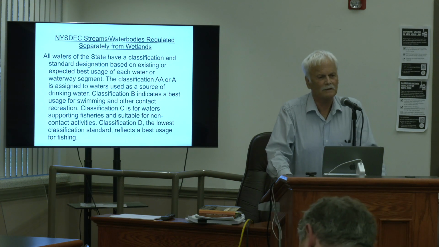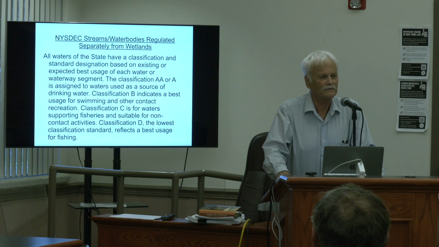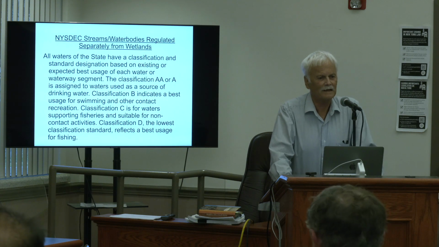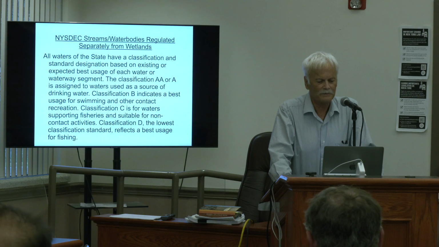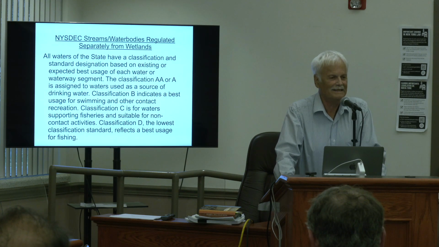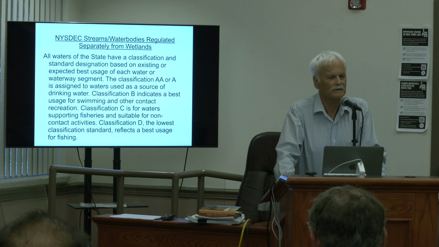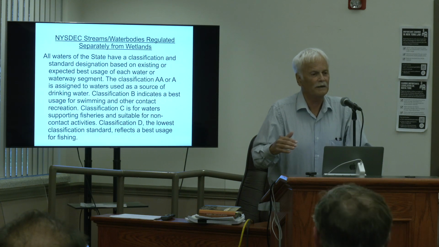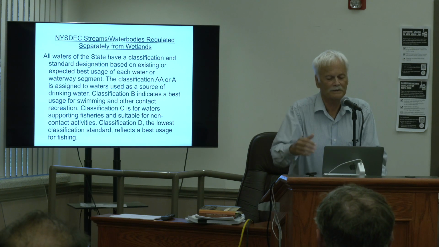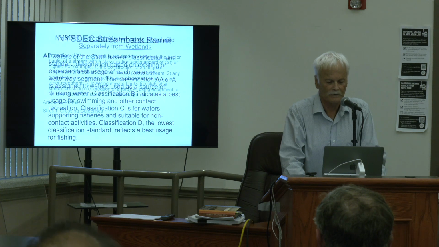DEC also does not classify streams and water bodies like lakes as wetlands unless they're a certain small size. They look at waters differently and have a separate code requirement for streams and water bodies. They rate them based upon classifications of AA through D. AA is drinking water supply, and D is basically just recreational use more than anything else. It's the lowest classification. DEC will ramp up their permitting requirements and regulations depending upon how high up you are in disturbing the streams or the water bodies.